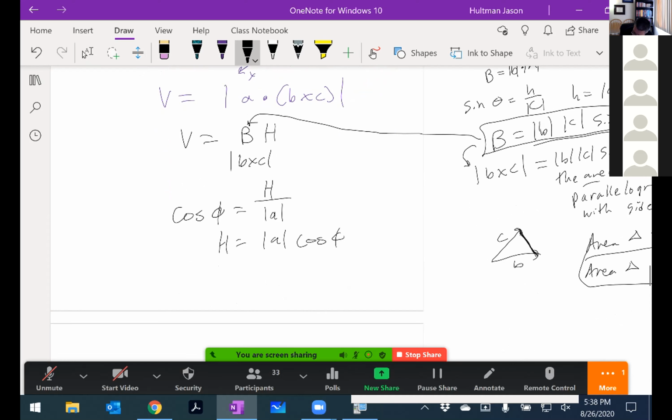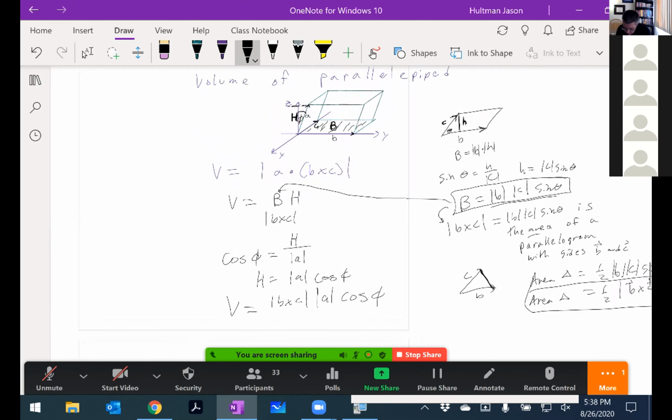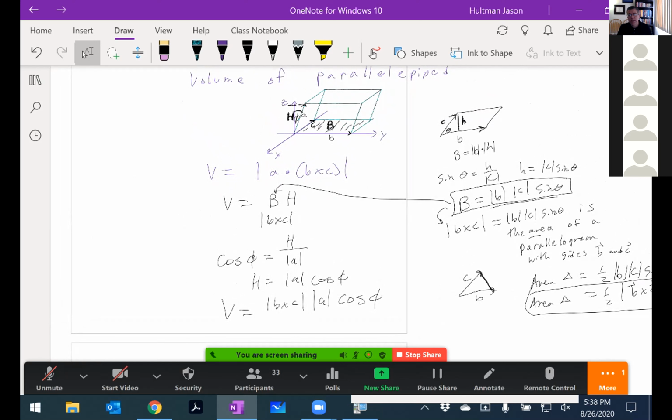Okay. So we've got V is equal to, let's plug this all in. V is equal to the magnitude of B cross C, times the magnitude of A, times the cosine of phi. Now, what is B cross C? In what direction is B cross C? What's the direction that B cross C takes?